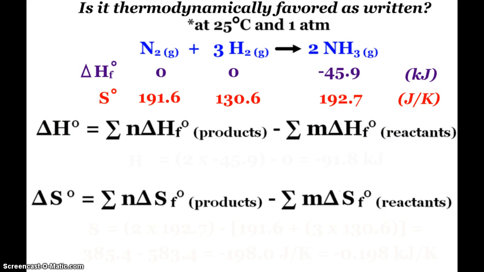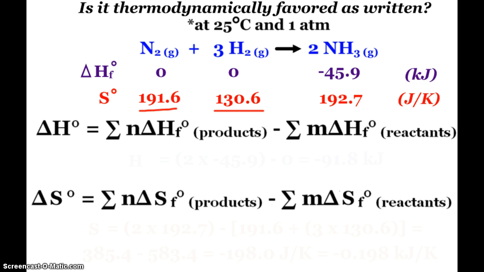So here we see, is the creation of ammonia from nitrogen and hydrogen thermodynamically favored as it is written at 25 degrees Celsius and 1 atmosphere? So here we see the delta H of formation values, remembering that our elemental forms in their standard state have a delta H of 0. And then we have our entropy values. And notice that our elemental forms are not 0. That makes sense. Gaseous nitrogen and hydrogen have entropy. They are gases. And so we don't see a 0 value there.